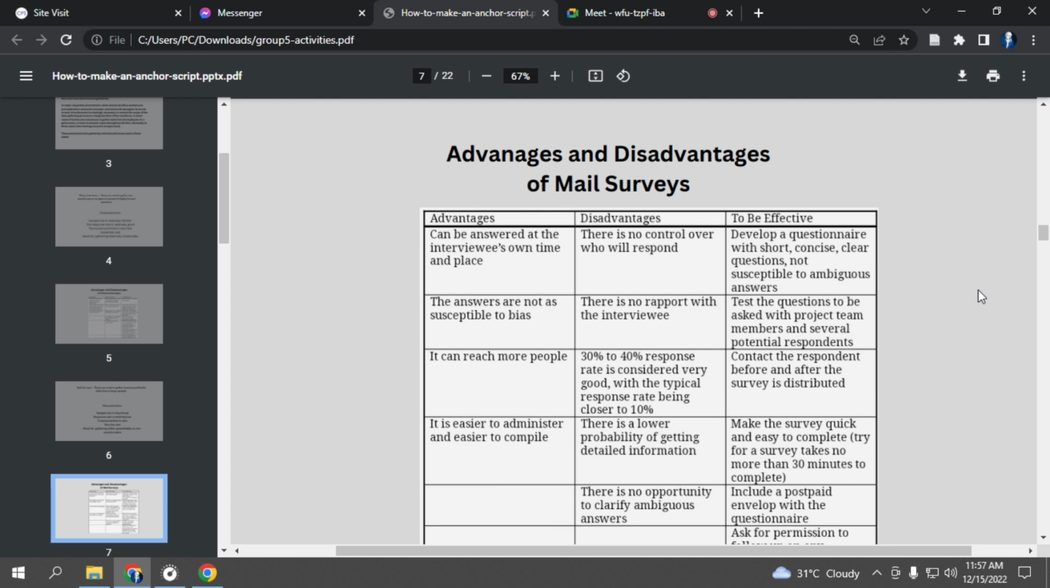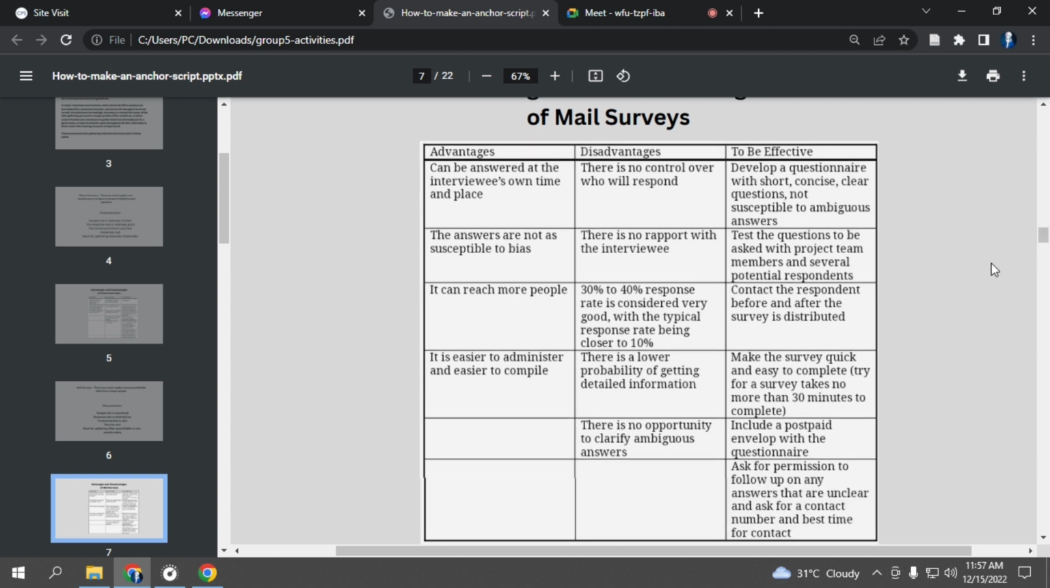Let's move on to the disadvantages of mail surveys. There is no control over who will respond. Second, there is no rapport with the interviewee. The third one is a 30% or 40% response rate is considered very good, with a typical response rate being closer to 10%. The fourth one is there is a lower probability of getting detailed information. And the last one is there is no opportunity to clarify ambiguous answers.